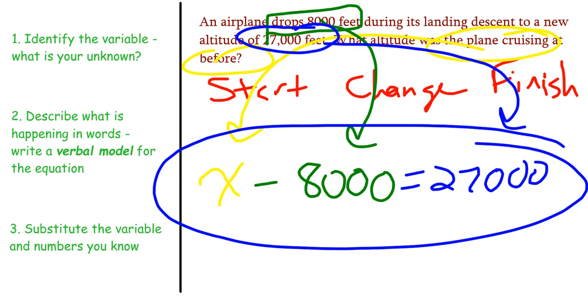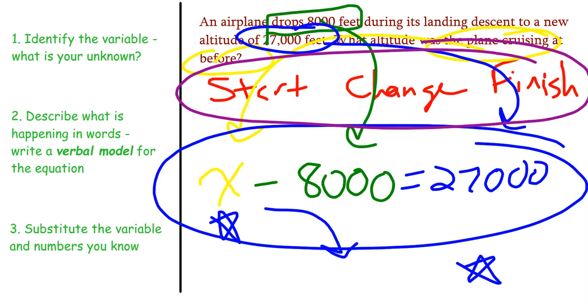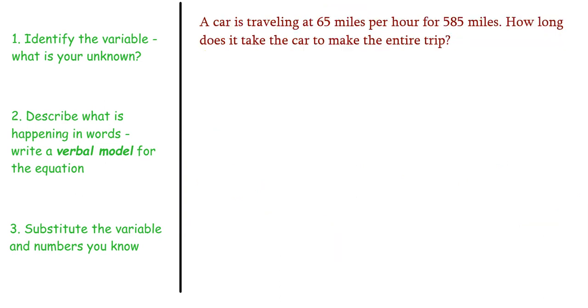It starts at an altitude, which is x. It drops 8,000 feet, and then it ends at an altitude, which is 27,000. So where it starts minus the change that happened is equal to where it finishes. And that's a scenario that I like to call start, change, finish. Two more for you to look at, and then we'll take a quick review of all of the different types of things that we've seen.